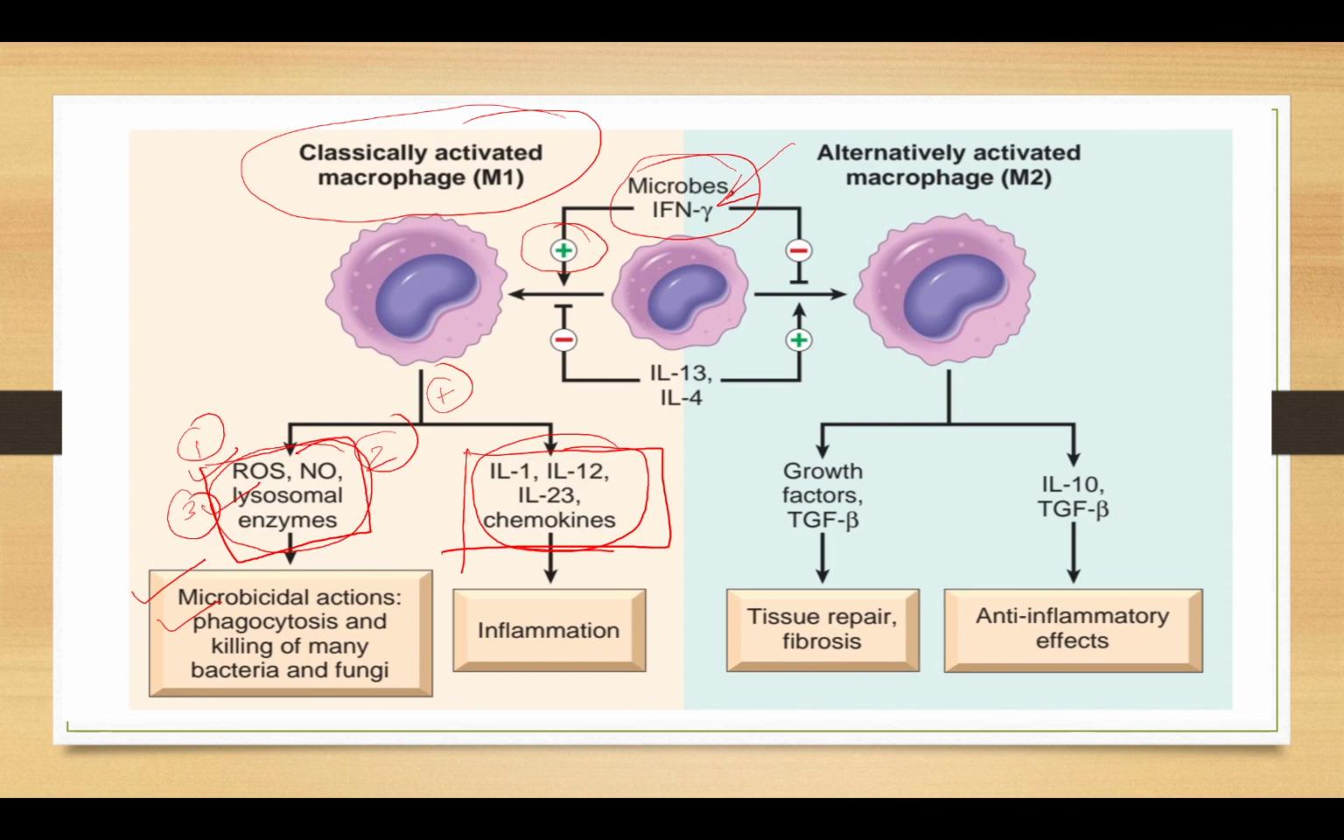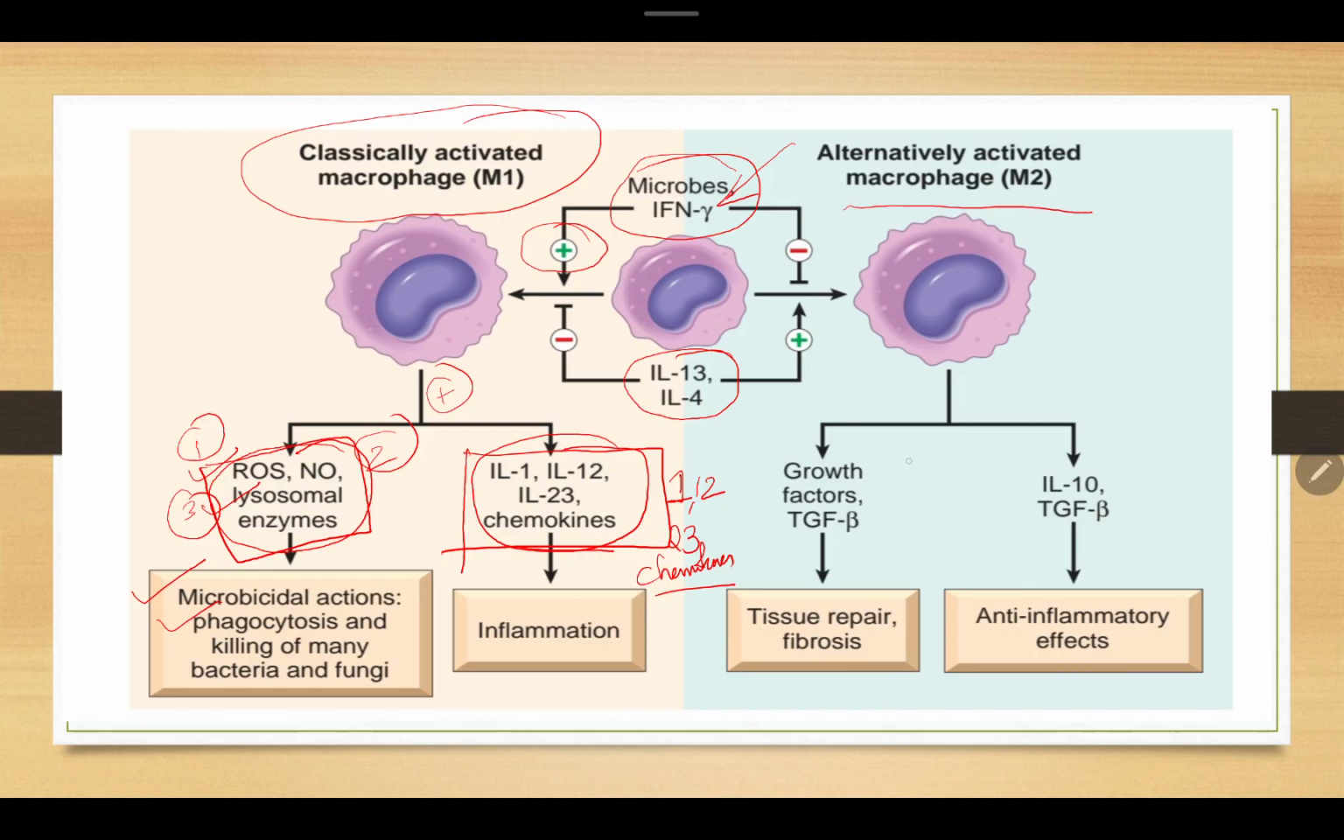Then certain interleukins such as interleukin 13 and interleukin 4 will inhibit the classical activated pathway of the macrophages. The classical activated pathway of the macrophages causes microbicidal action and phagocytosis. Then it causes inflammation by interleukin 1, 12 and 23, and then we have chemokines. So these cause inflammation.